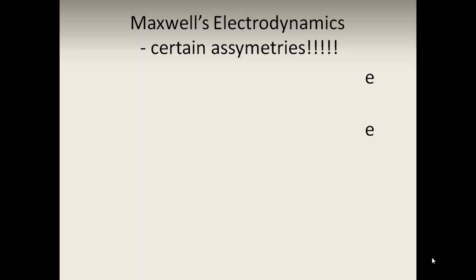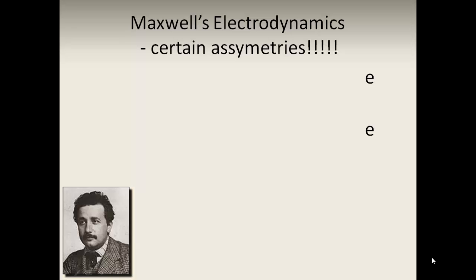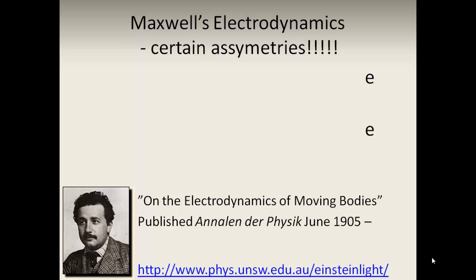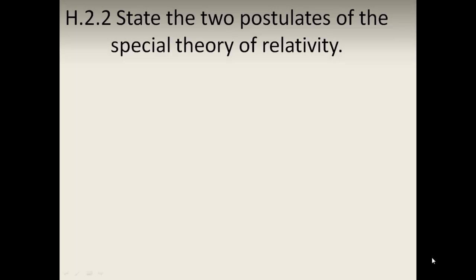And eventually it was solved by a young man called Einstein, who wrote a paper called On the Electrodynamics of Moving Bodies. We know this paper today as the special theory of relativity. So what we're going to do is look at the two postulates of the special theory of relativity.